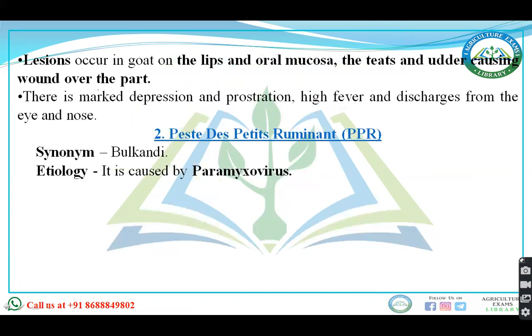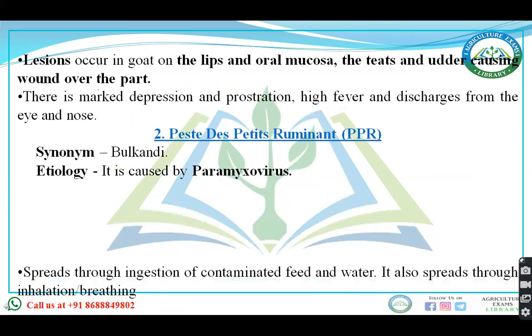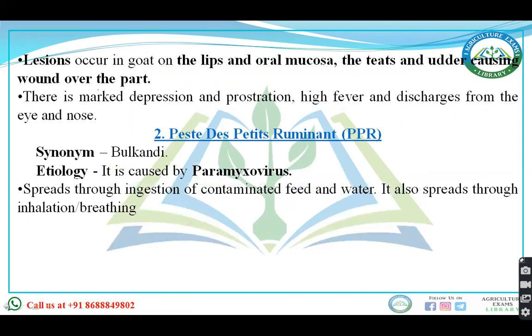Next is Peste des petits ruminants, that is PPR. Okay, this is caused by the paramyxovirus. This is spread through contaminated food and water.